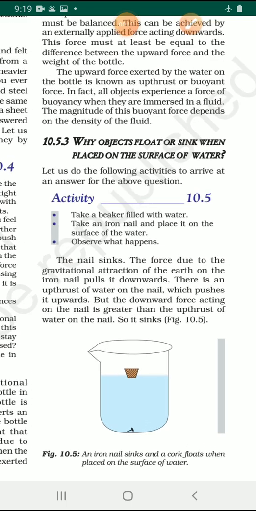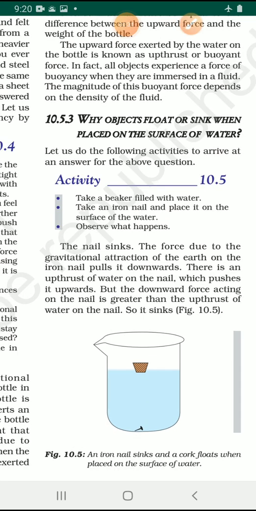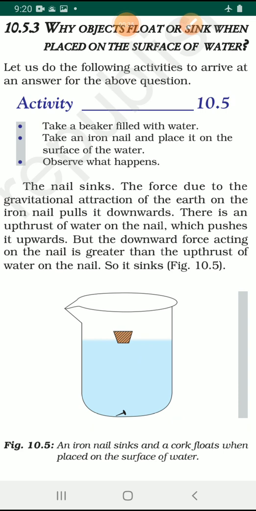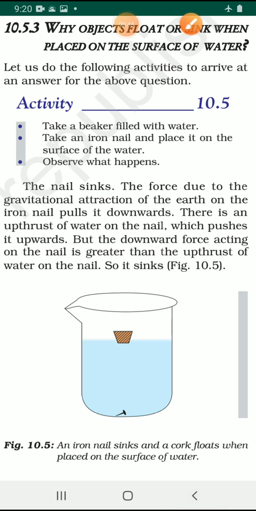So, dear children, in the previous class, we were discussing why objects float on or sink when placed on the surface of water, as we discussed in one of the activities. As you can see here in the picture, in a beaker a cork floats wherein the nail sinks. So, what's the reason behind it? Let's try to understand that.